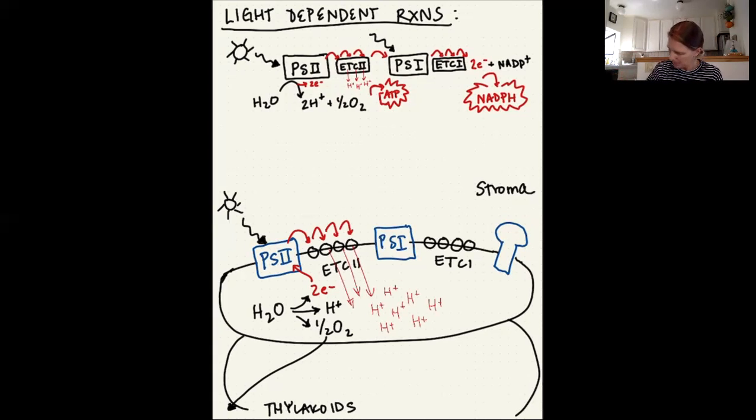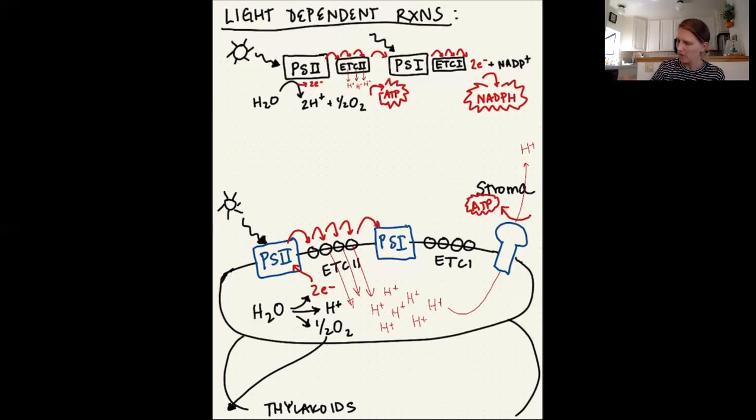Those H's will be able to flow down their concentration gradient into the stroma. And when they do that, we are going to see the generation of ATP. Right, so here's our first ATP, and that obviously comes from ADP and Pi. Okay, these electrons, however, don't stop there.